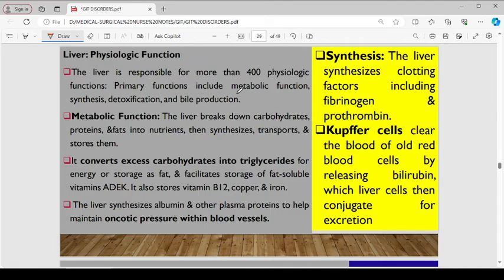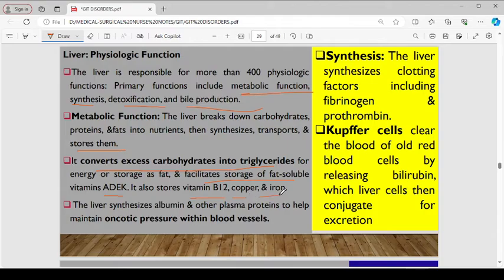Some of the primary functions include metabolic function, synthesis, detoxification, and bile production. On metabolic function, the liver breaks down carbohydrates, proteins, and fats into nutrients, and then will synthesize, transport, and store them. It converts excess carbohydrates into triglycerides for energy and storage as fat, and also facilitates the storage of fat-soluble vitamins, vitamin A, D, E, and K. It also stores vitamin B12, copper, and iron.